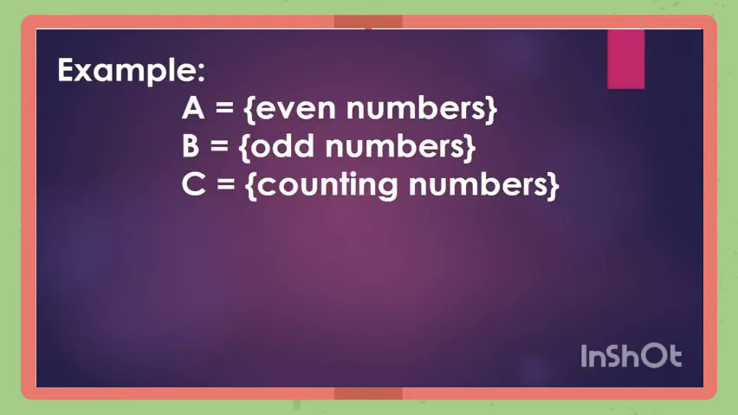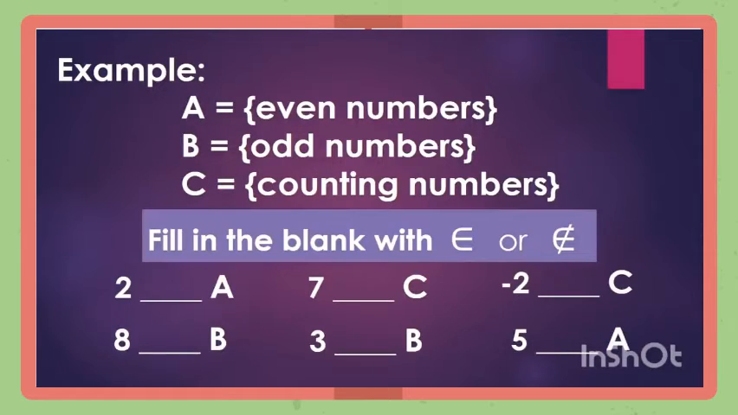Okay, let's have more examples. I have here set A, even numbers, set B, the set of odd numbers, set C, the set of counting numbers. Okay, so kagaya nga ng sinabi ko kanina, even numbers, 2, 4, 6, odd numbers, 1, 3, 5, 7, and set C, counting numbers, starts with 1. Okay, so fill in the blank with element or not an element.